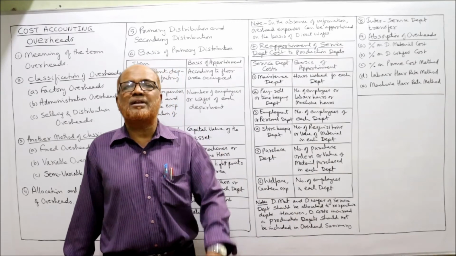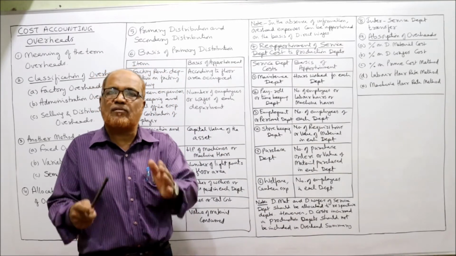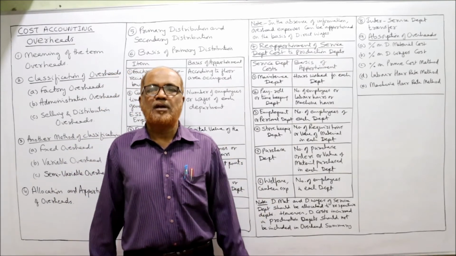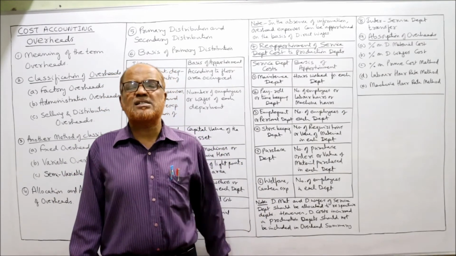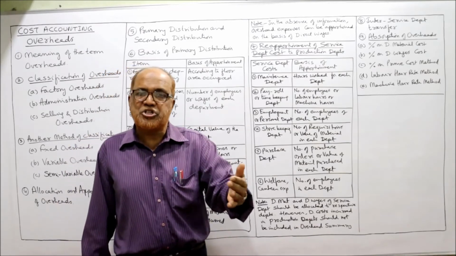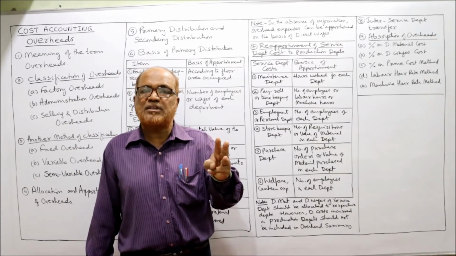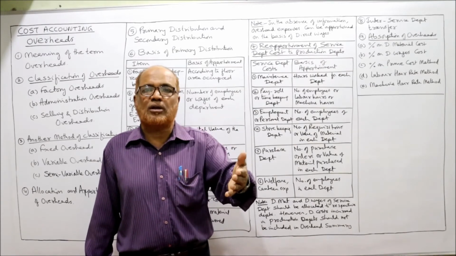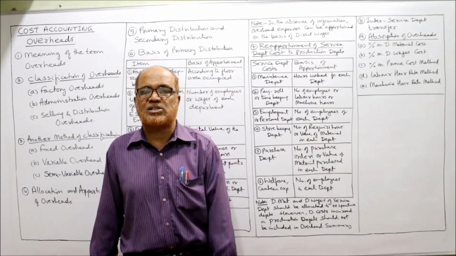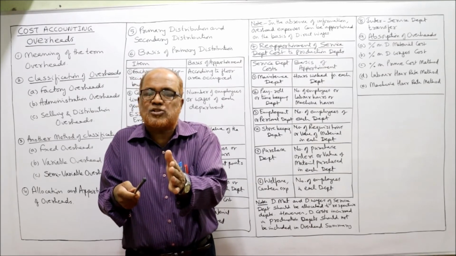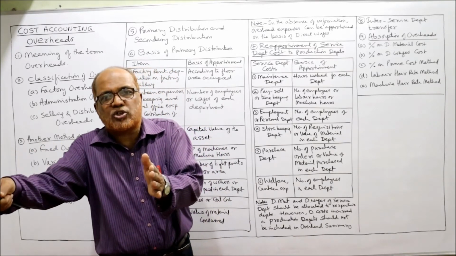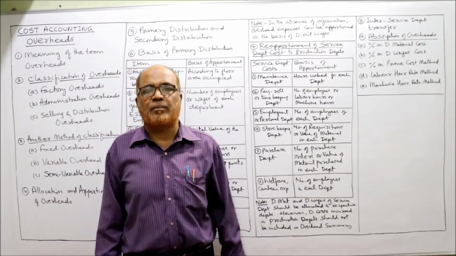In that case, there are three methods of reapportioning service department overheads to production. That is the simultaneous equation method, repeated distribution method, or trial and error method. By following these three methods, we will reapportion if there is inter-service transfer. One service department is providing the service not only to production but also to other service departments.